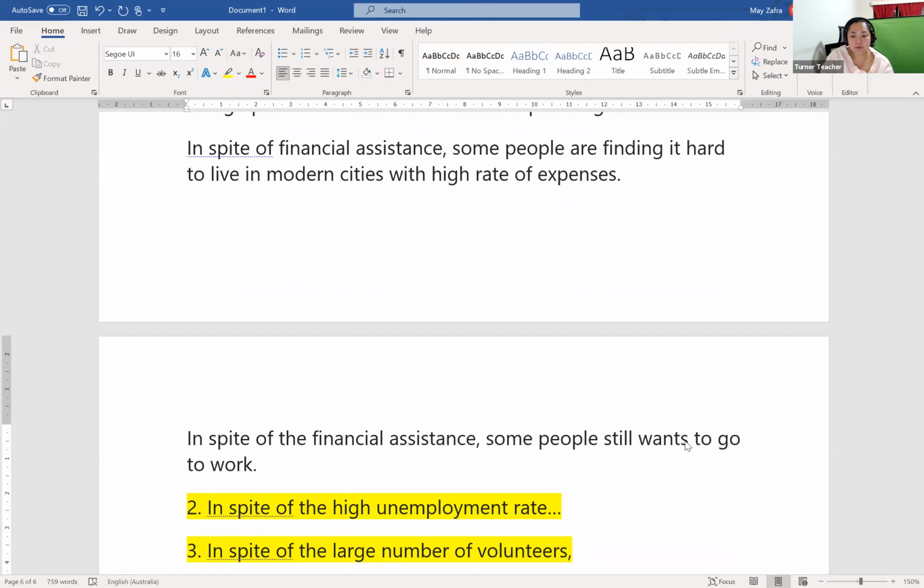So remember, people is plural, so the verb has to be plural as well. In spite of high unemployment rate, a lot of places are still hiring people. Yeah.